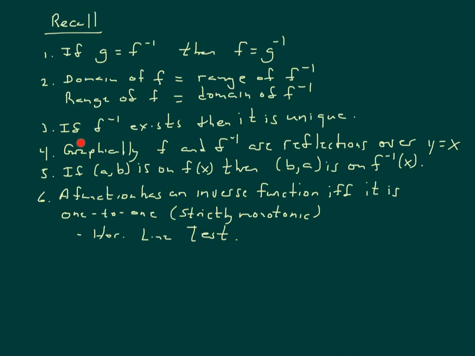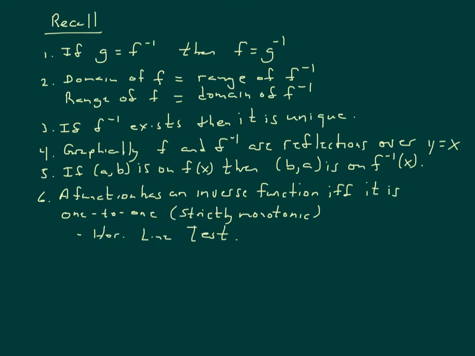If f inverse exists, then it is unique. A function is not going to have multiple inverse functions. If it has an inverse function, it's not guaranteed that it does, but if it does, it is unique. There is one and only one inverse function, if it exists, for a given f.